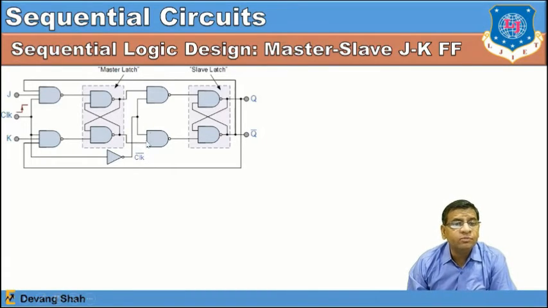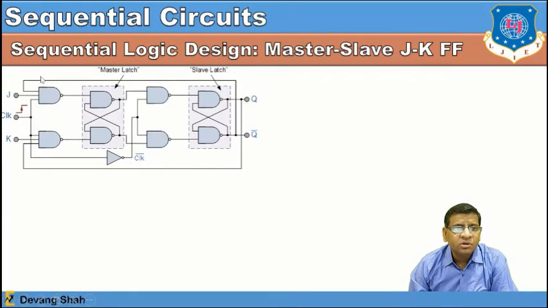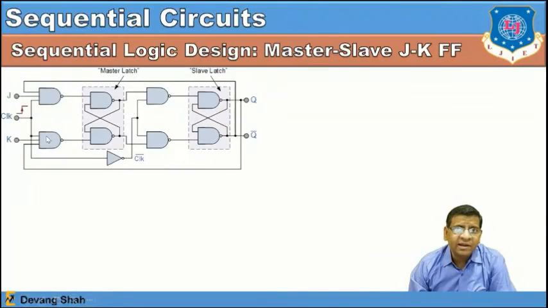Now you can see the design of this master and slave JK flip-flop. This is the slave latch, and this is the master latch. In JK flip-flop, the first two NAND gates depend on a total of three inputs. One is the clock, another is either J or K, and the third is the output of the previous stage. So for the first one, J, you take the output Q bar as one of the inputs to the first NAND gate. Same way, the output Q of the previous stage you take for the second NAND gate, right?